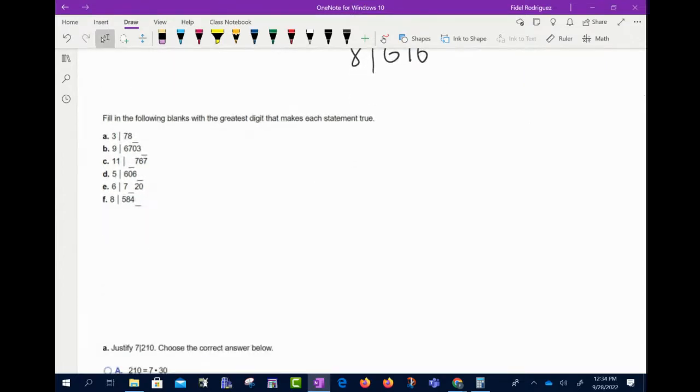Okay, so now I got another problem here, and it says fill in the following blanks with the greatest digit that makes each statement true. So part A says 3 is going to divide into 780 and change, right? So we want to know what that change is going to be. So y'all, reminder, if I'm dividing by 3, that means when I add up the digits, whatever answer I get can also be divided by 3. So look, I'm going to take 7 plus 8, which is 15. I know 3 goes into 15. So far we can divide that piece by 3, but I need to figure out what's the biggest digit I could put at the end, okay?